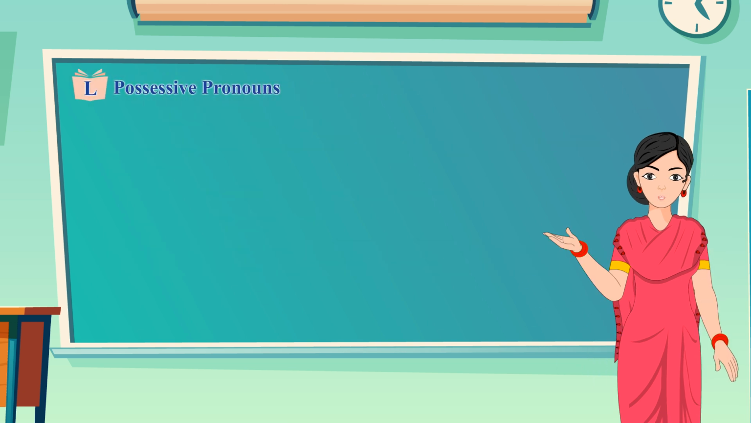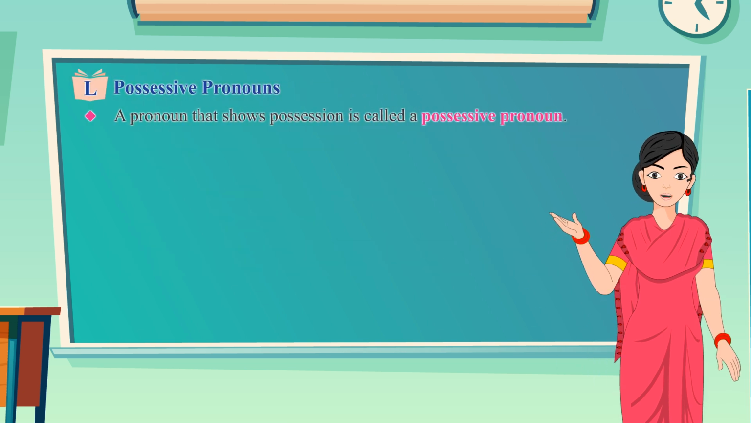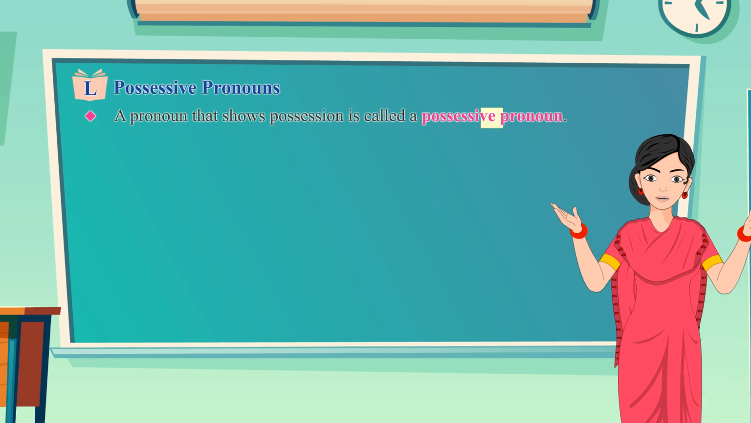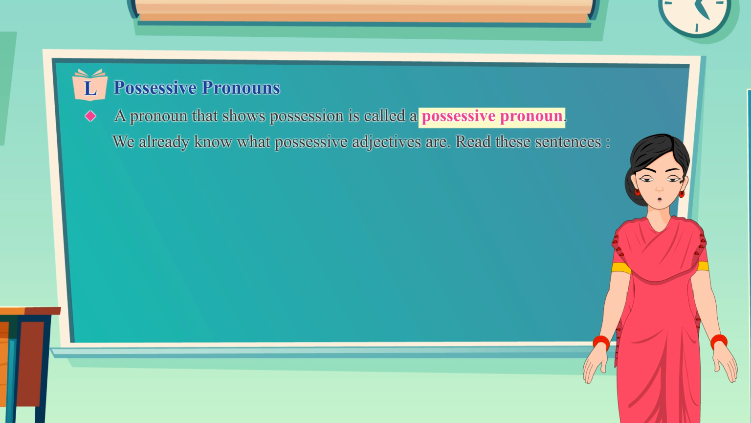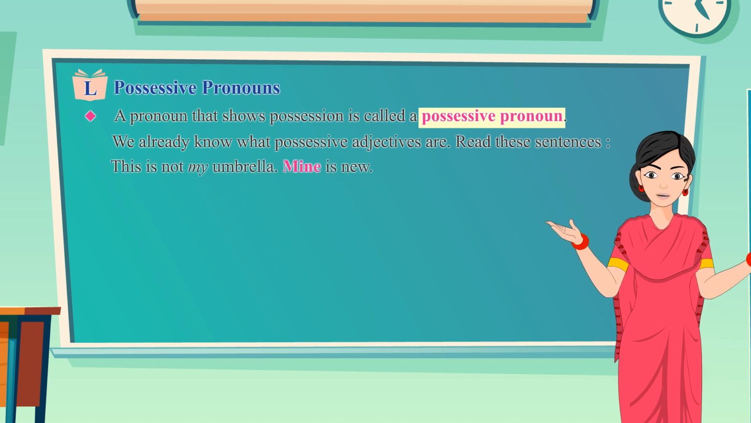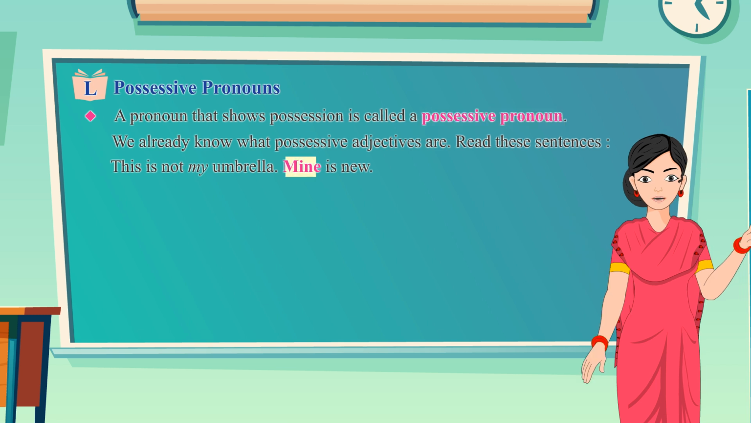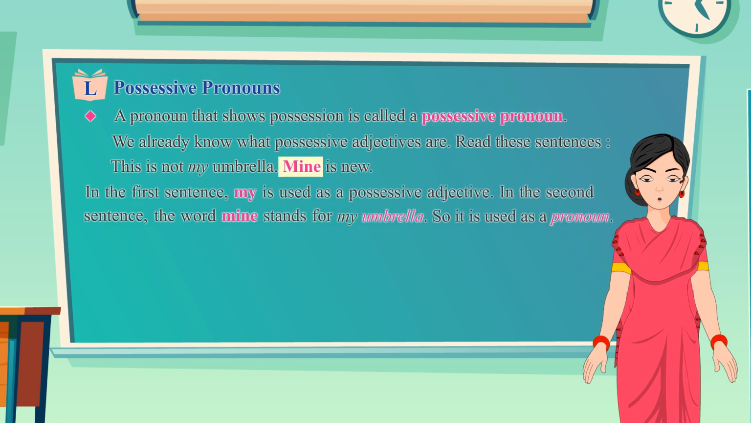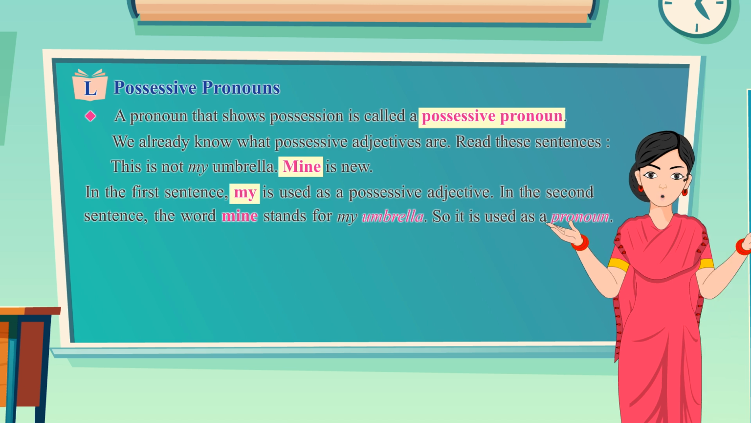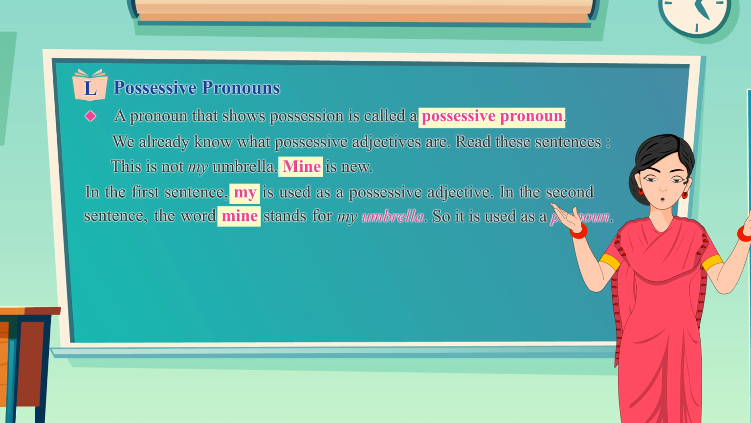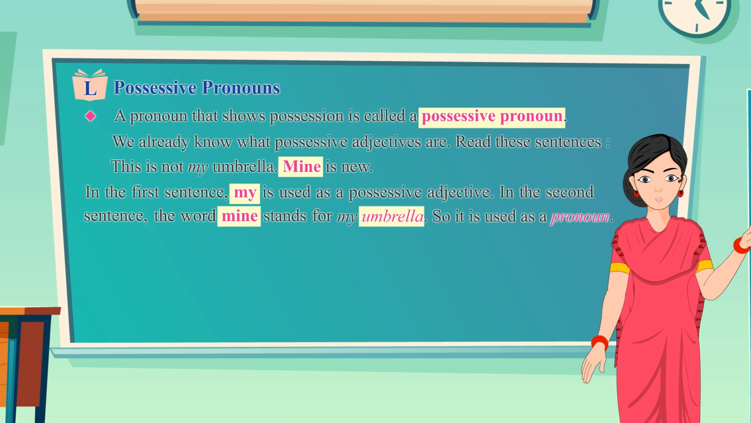Possessive pronouns. A pronoun that shows possession is called a possessive pronoun. We already know what possessive adjectives are. Read these sentences. This is not my umbrella. Mine is new. In the first sentence, my is used as a possessive adjective. In the second sentence, the word mine stands for my umbrella, so it is used as a pronoun.